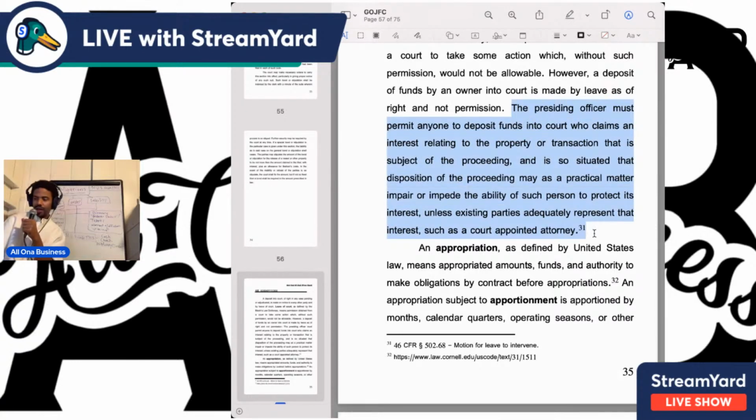All right. The presiding officer must permit anyone to deposit funds into court who claims an interest relating to the property or transaction that is subject of the proceeding and is so situated that disposition of the proceeding may, as a practical matter, impair or impede the ability of such person to protect its interests unless existing parties adequately represent that interest, such as a court-appointed attorney.